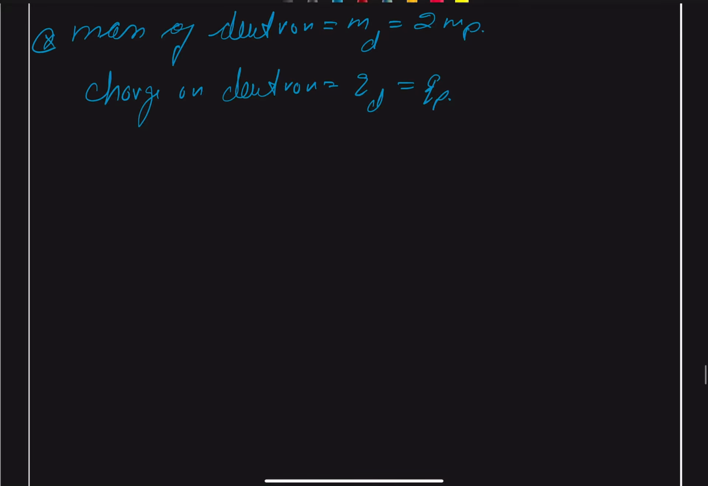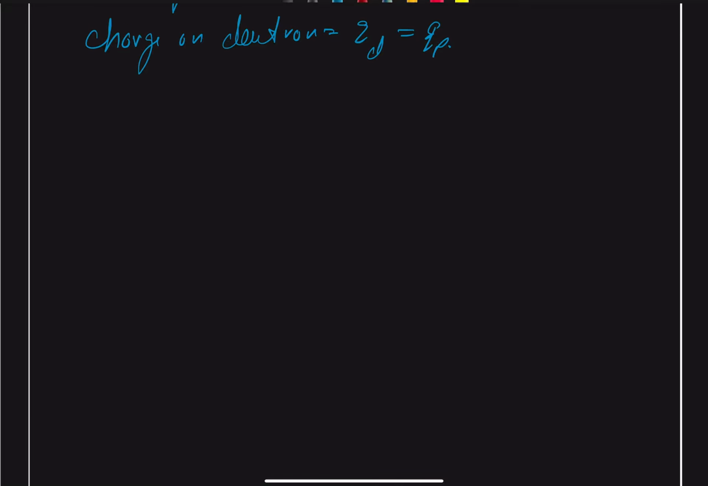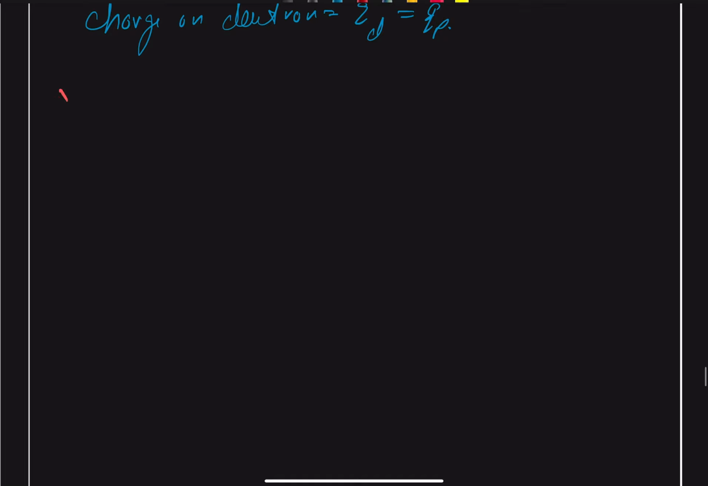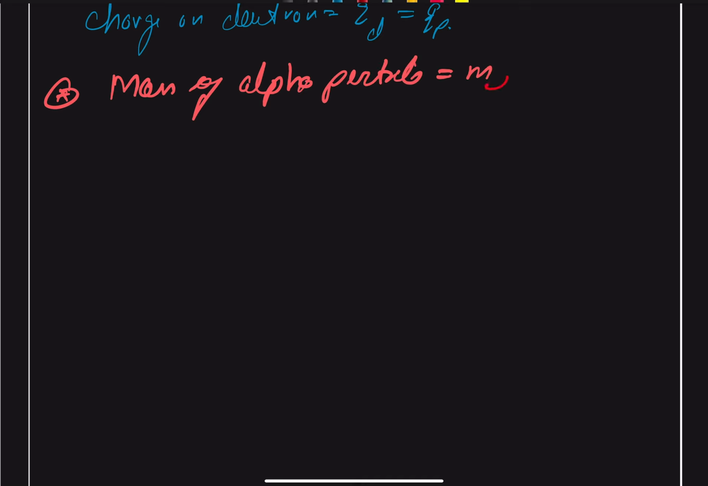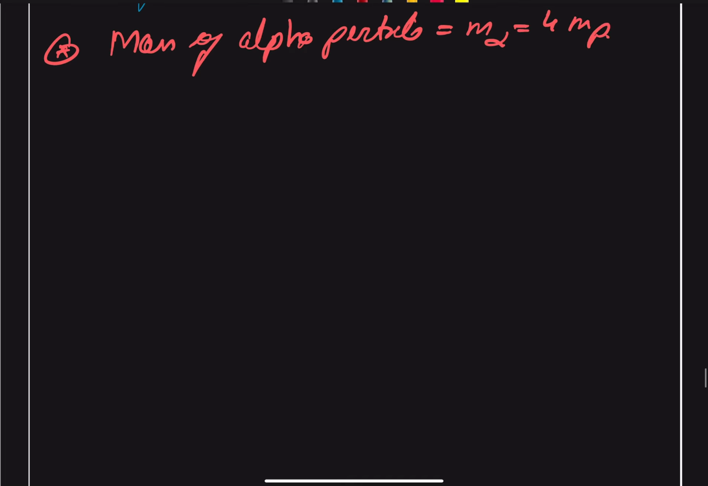And finally, we can write for the alpha particle also. The mass of the alpha particle, M alpha, is equal to 4 times the mass of the proton, and the charge on the alpha particle, Q alpha, is equal to twice the charge on the proton.